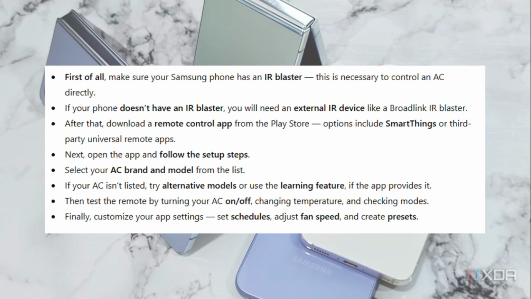Once done, select your AC brand and model from the list. If your AC is not listed, try an alternative model or use the learning feature if the app provides it. Then test the remote by turning your AC on and off, changing temperature and checking modes.